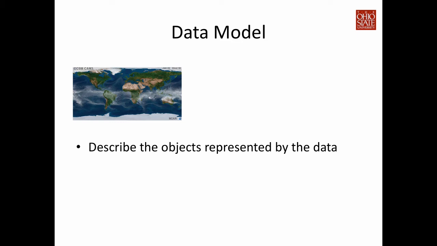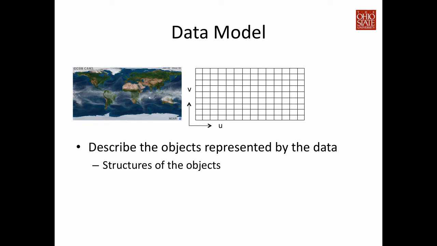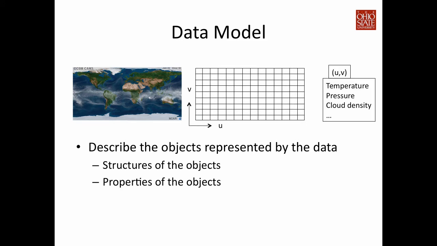So the goal of a data model is to describe the object represented by the data. This includes the structure of the objects and the properties of the object. In the case that your data file stores multiple objects, the data model also needs to describe the relationship between the objects.